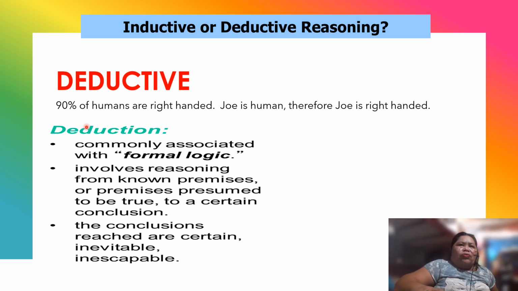Okay, so we have deductive. 90% of humans are right-handed. Joe is human, therefore Joe is right-handed. So with deduction, it's commonly associated with formal logic. It involves reasoning from known premises, or premises presumed to be true, to a certain conclusion. The conclusions reached are certain, inevitable, and inescapable.